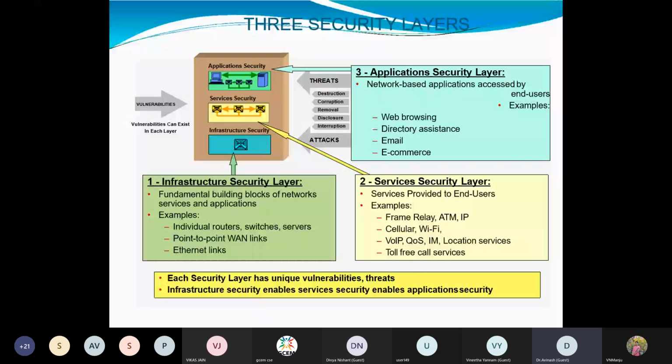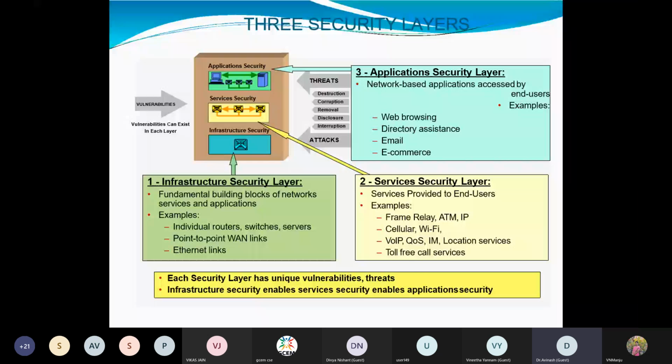The next layer is called the services security layer. This particular layer is basically for providing services to the end users. So here we use different things, say frame relay or ATM or cellular or Wi-Fi connections or voice or IP things, or some kind of toll-free call services also. So these are the various things which are operating, or functional, at the services security layer.